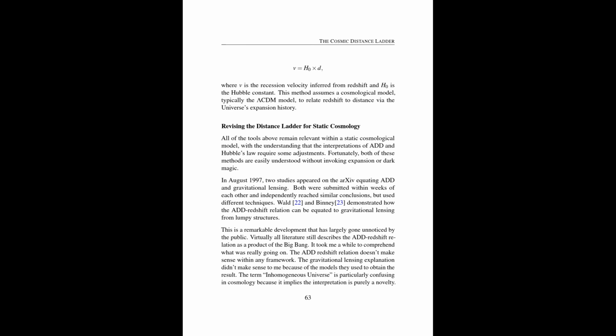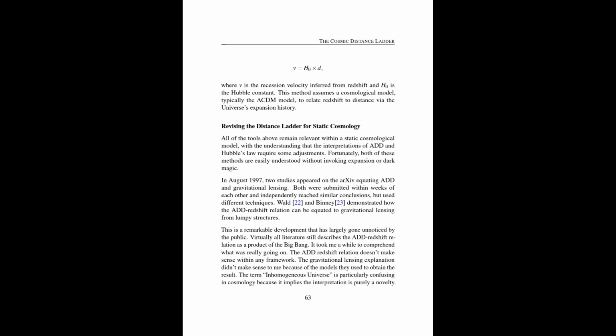In August 1997, two studies appeared on the arXiv equating ADD and gravitational lensing. Both were submitted within weeks of each other and independently reached similar conclusions, but used different techniques. Wald and Binney demonstrated how the angular diameter distance redshift relation can be equated to gravitational lensing from lumpy structures. This is a remarkable development that has largely gone unnoticed by the public. Virtually all literature still describes the ADD redshift relation as a product of the Big Bang.